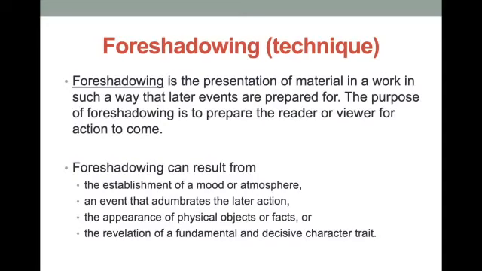Now, foreshadowing can result from the establishment of a mood or atmosphere. You can establish that with our setting. Foreshadowing can come from an event that adumbrates a later action. So it might have an event and it might be kind of tipping you off as to what else might happen. Foreshadowing can result from the appearance of physical objects or facts. All of a sudden you learn something that wasn't there before, and that might give you a clue as to something that might happen in the future. And then lastly, foreshadowing can result from the revelation of a fundamental and decisive character trait. All of a sudden, you've learned something new about your character, and now you can make an educated guess as to how they might react later.